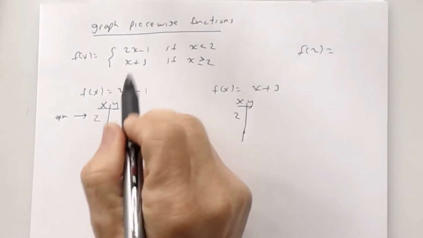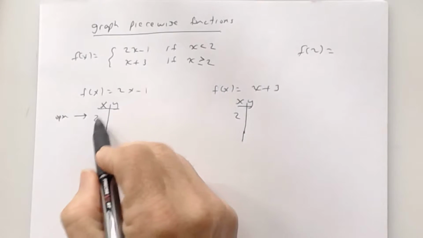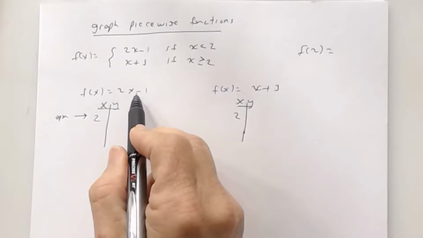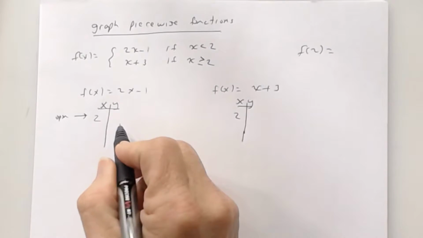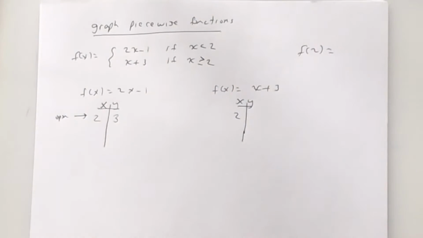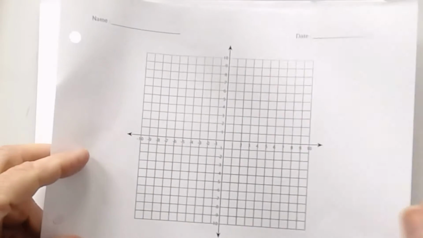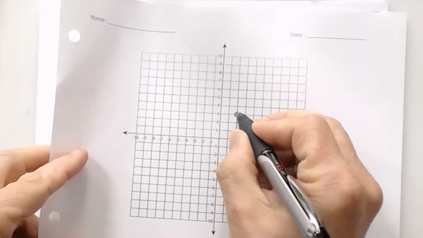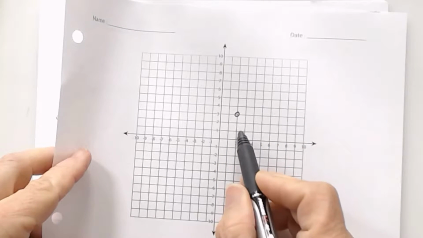Now plug 2 back into it, though. So when x is 2, I get 2 times 2, which is 4. 4 minus 1 is 3. All right, so when I plot that point, I'm going to plot the point (2, 3), but it's going to be open because it's not part of my domain. So plot the point (2, 3) with an open circle, just like that. Okay?